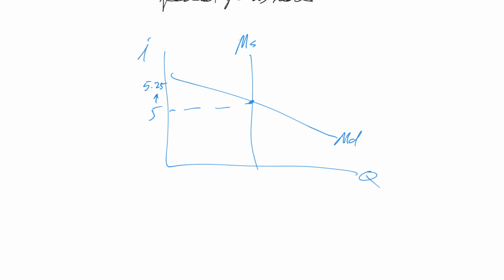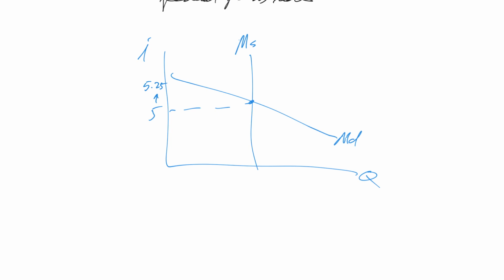In fact, then the next 6 weeks when they meet again, maybe they'll raise it to 5.5. And then 6 weeks later, they may move it to 5.75. So they'll do it incrementally like that over every 6 weeks when they meet together in the Federal Open Market Committee.